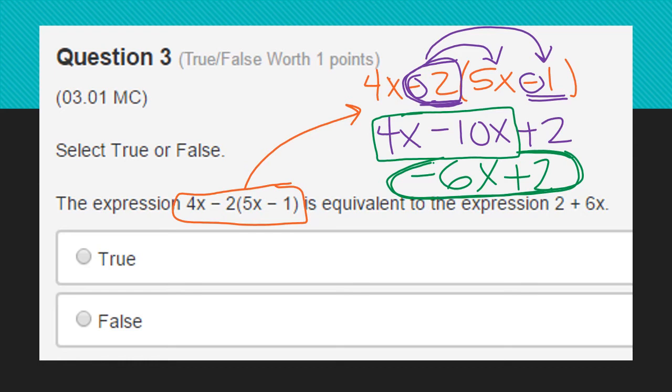Now this question says to see if this expression is equivalent to this expression. And we can tell that it's not. That would not work because this is a negative. So the answer here would be false.